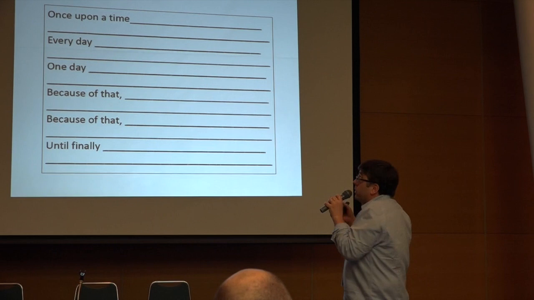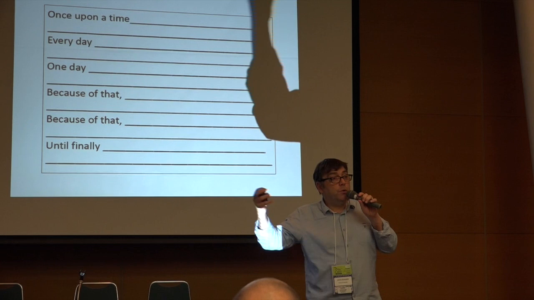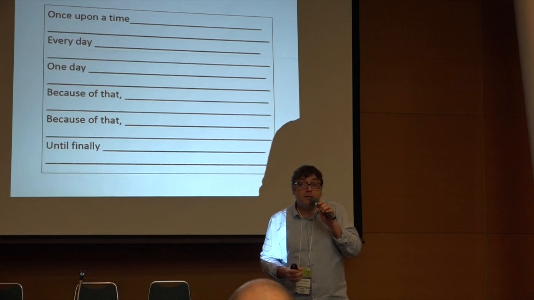So, once upon a time, there was a fish called Nemo. Every day Nemo went to school. One day Nemo got lost. Because of that, his father went to look for Nemo. Because of that, his father brought him back from Australia. Until finally he came home. That's basically the plot of Finding Nemo and many other Pixar films. Once you've analysed it in that way, it becomes dead easy.